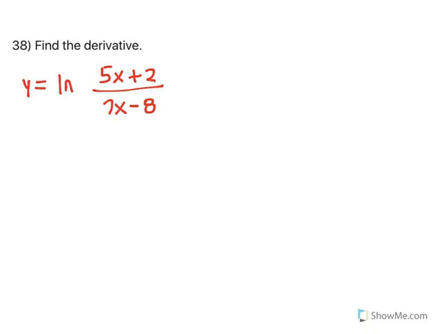6-4, number 38, find the derivative. The function that we have is y is equal to the natural log of (5x + 2) divided by (7x - 8). There are two ways that you can do this problem.